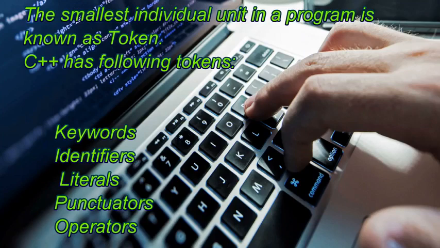So starting with tokens. Token basically means a passage of text or individual words and punctuation marks that are called tokens, and these are the smallest individual unit in any program. C++ has the following tokens: keywords, identifiers, literals, punctuators, and operators.